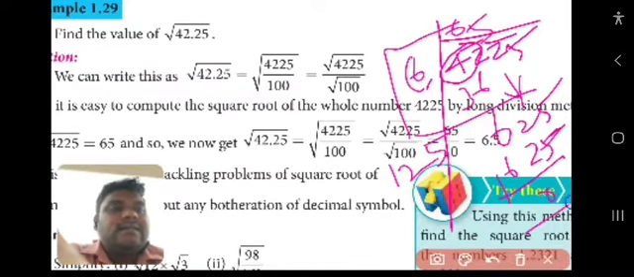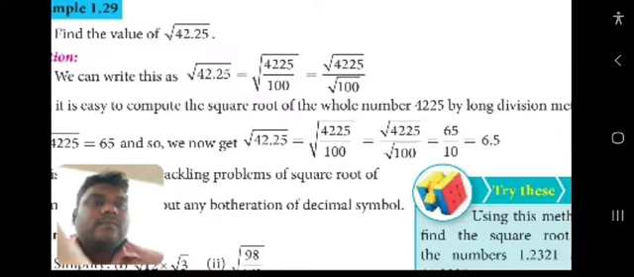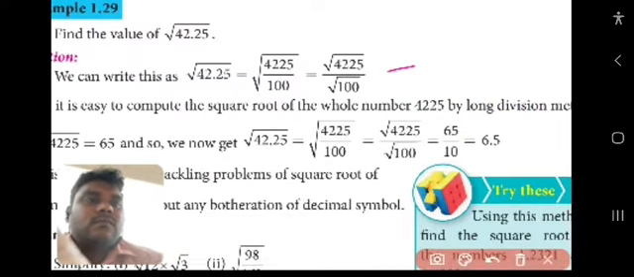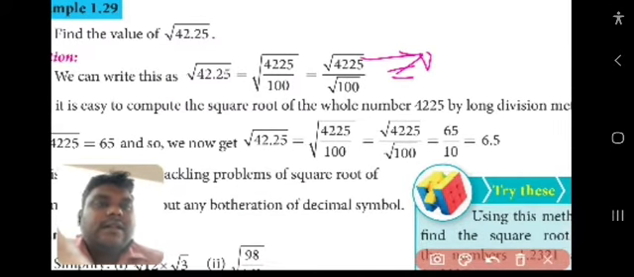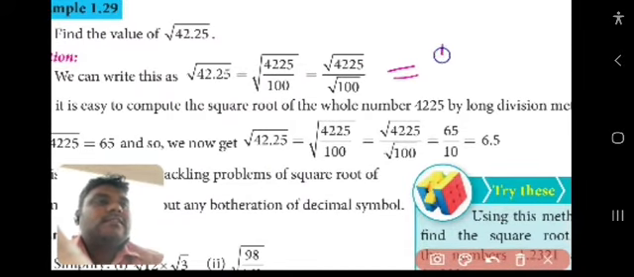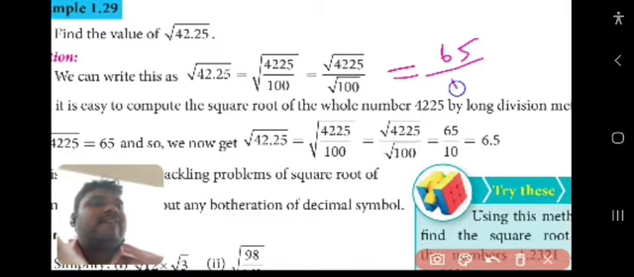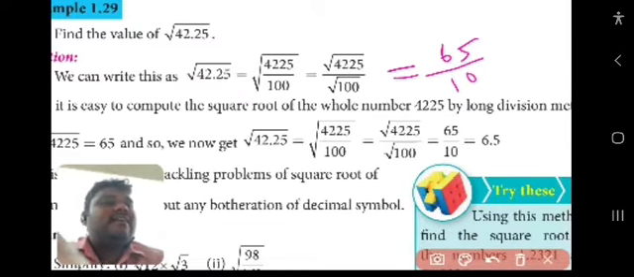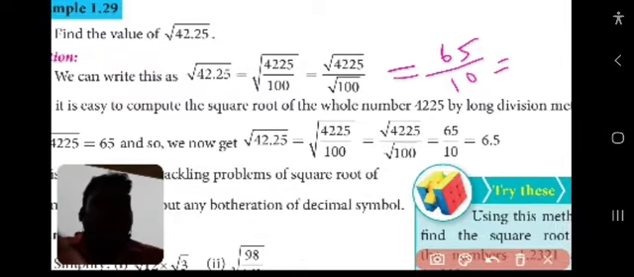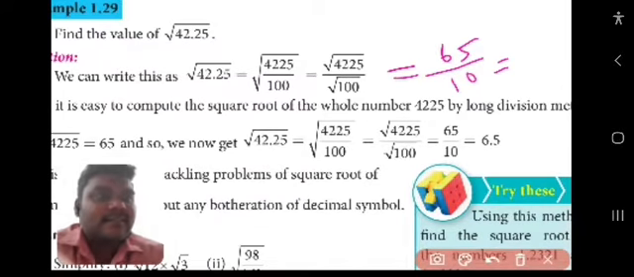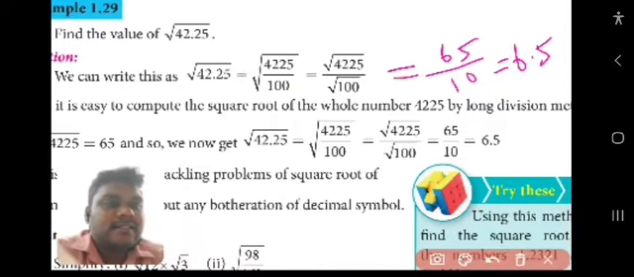So the remainder is 0. So the square root of 4225 is 65, and the square root of 100 is 10. So 65 by 10 is 6.5. So this is the answer.